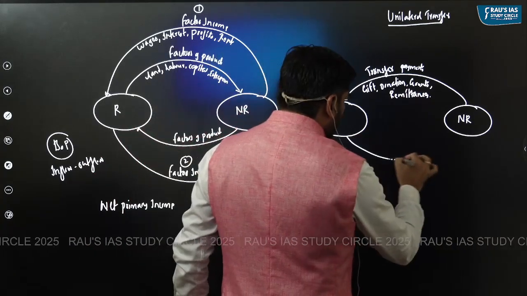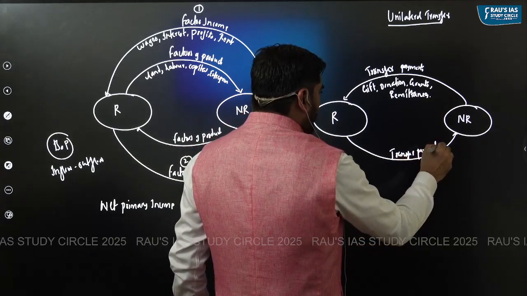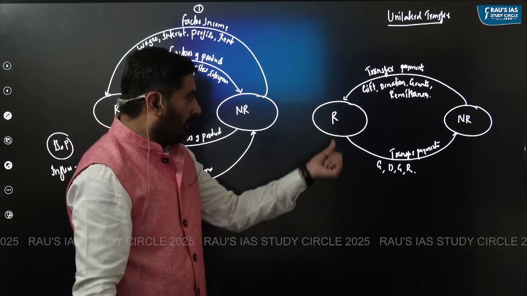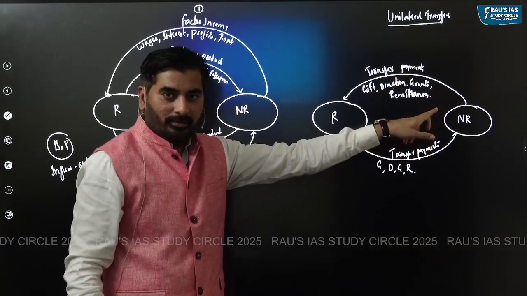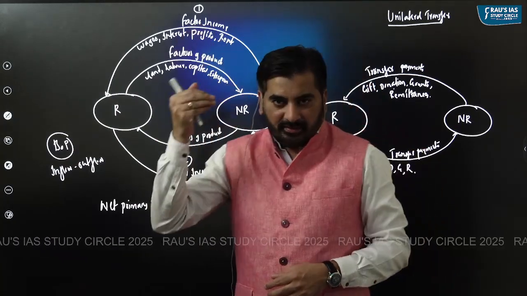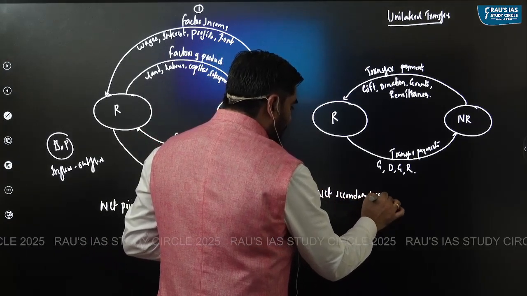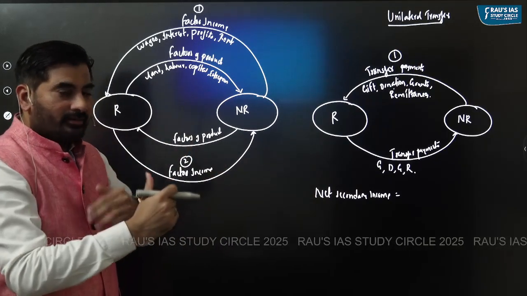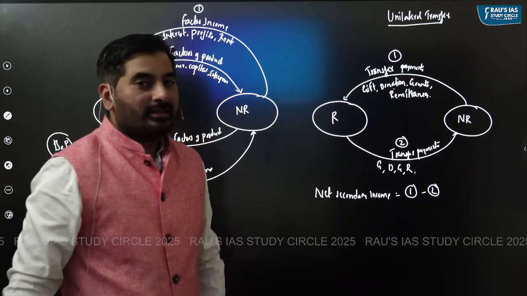Same way, even the non-residents can get transfer payments from residents in the form of gift, donation, grants, and remittances. For example, let's say Indian government gives a grant to an African country. It will be a kind of transfer payment, right? So, how is net primary income calculated? Inflow minus outflow. Same way, the net secondary income will also be calculated as inflow minus outflow, which is transfer payments received by residents minus transfer payments received by non-residents. That is what is net secondary income.